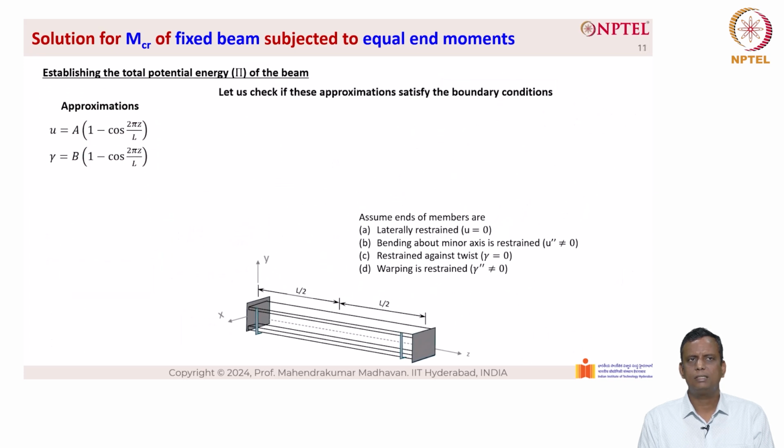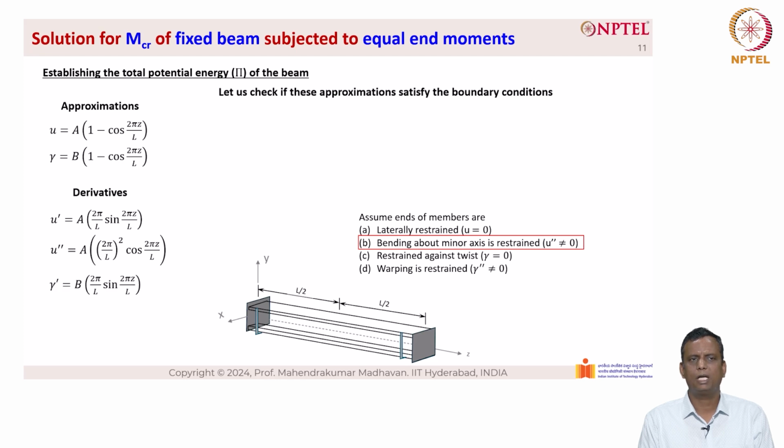Now let us look at the second boundary condition, which is bending about the minor axis is restrained, which is u double dash should not be equal to 0. So we take the derivatives: u dash equal to A into 2 pi by L into sin 2 pi z by L, u double dash equal to A into (2 pi by L) the whole square into cos 2 pi z by L, and gamma dash equal to B into 2 pi by L into sin 2 pi z by L, and gamma double dash equal to B into (2 pi by L) the whole square into cos 2 pi z by L.